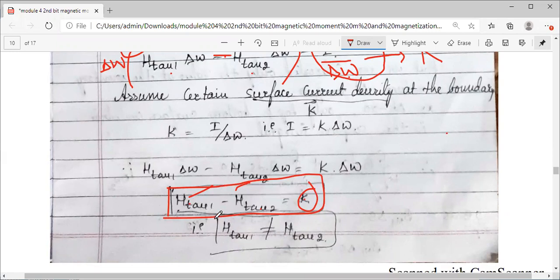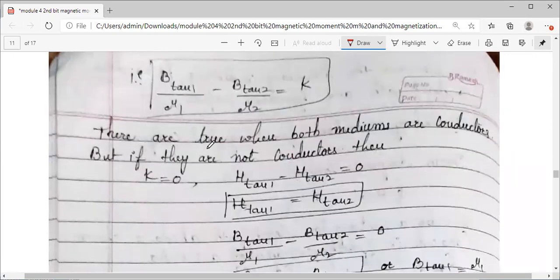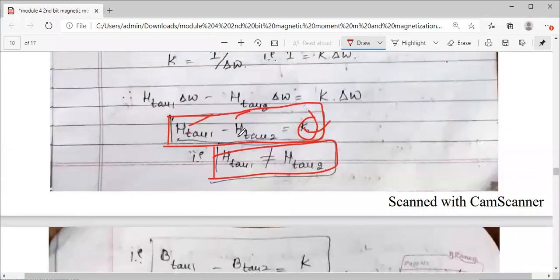What does equal mean? Here I have given that both are not equal under the condition that you have some K. Okay. If you have K equals 0, both are equal. Means, in other words, we say that the tangential components of H are continuous. Okay. We use the word continuous or discontinuous.